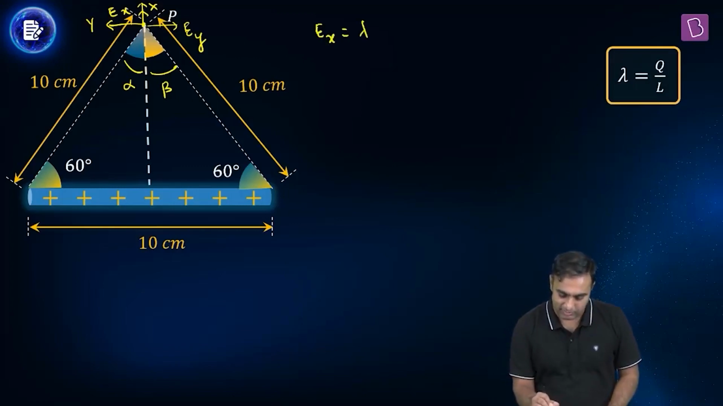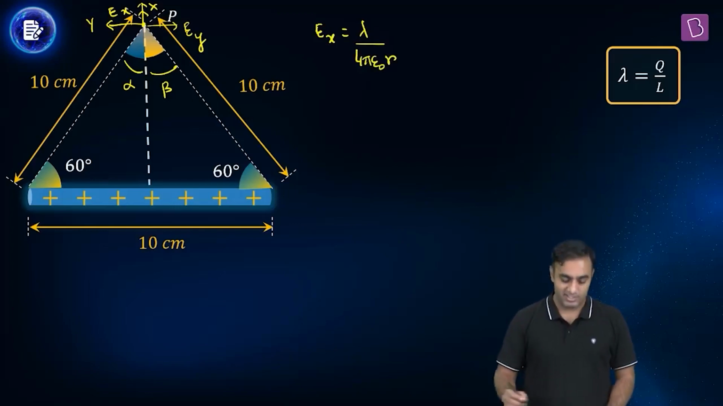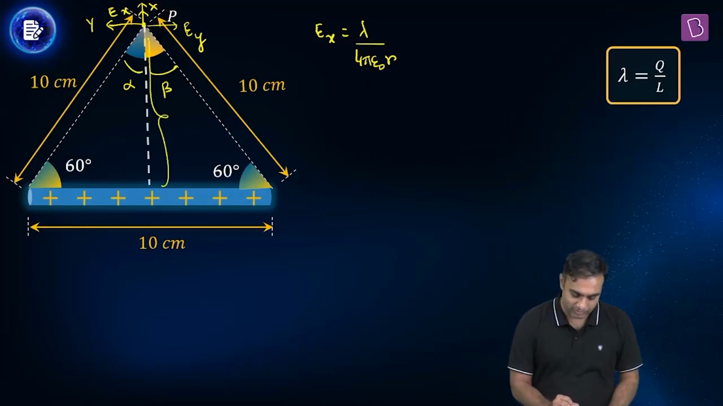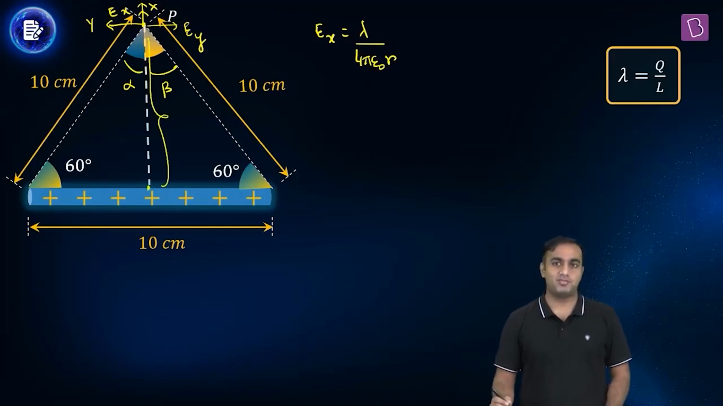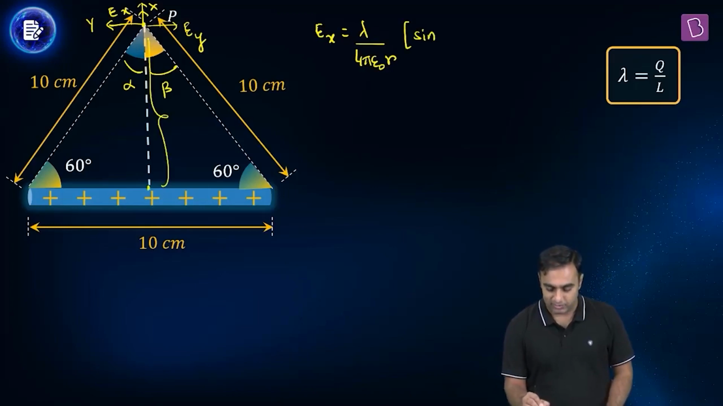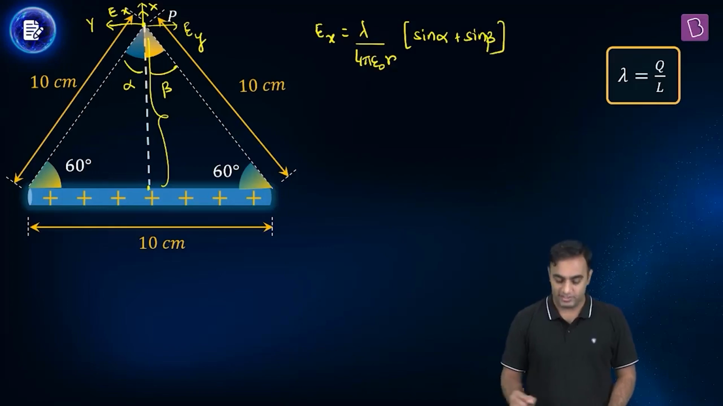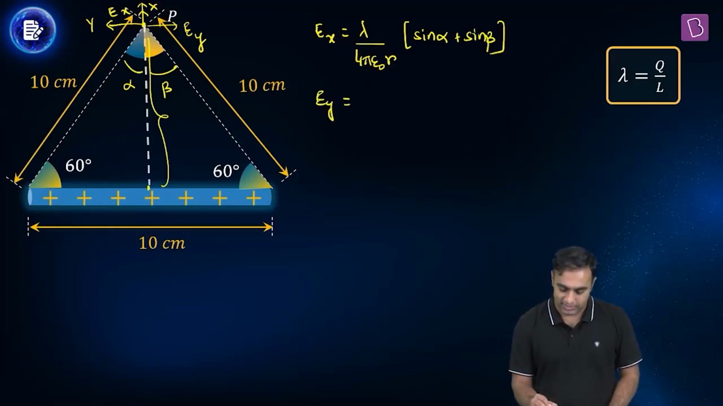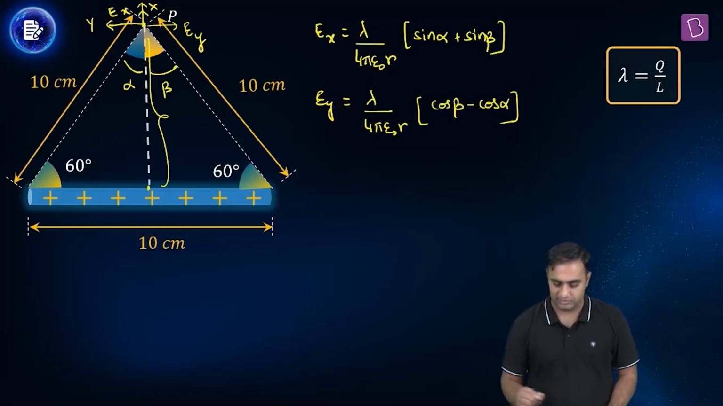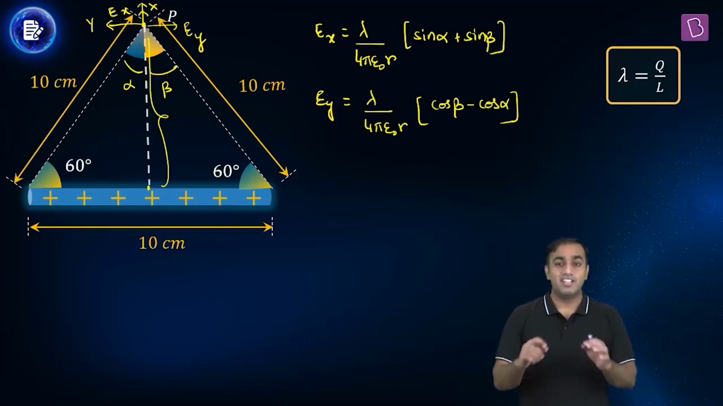Ex will be lambda by 4 pi epsilon naught r. What is r? The perpendicular length from the point in question to the rod I am speaking of, into sine of alpha plus sine of beta. What about y component? It will be Ey equals lambda by 4 pi epsilon naught r into cos beta minus cos alpha. What is lambda here? The linear charge density, that is the net charge on the rod divided by its total length.